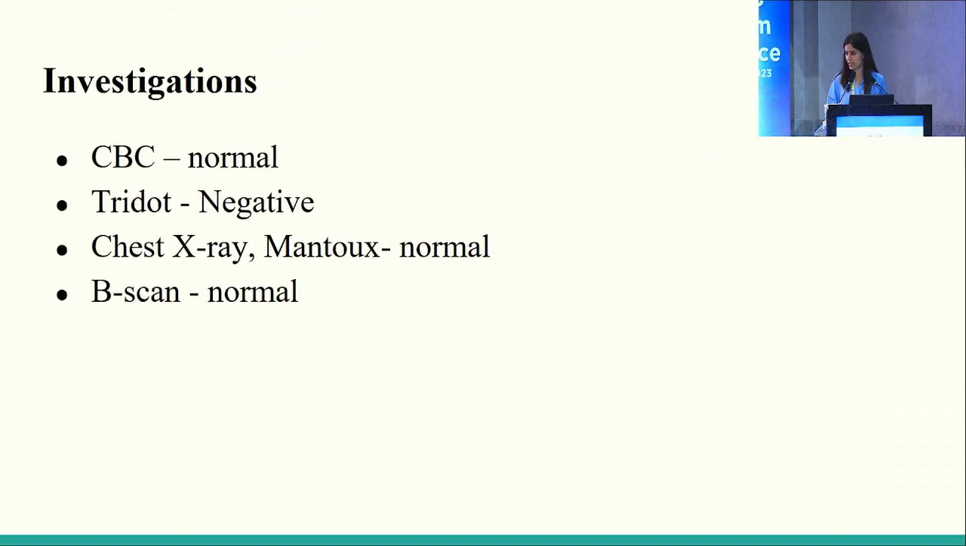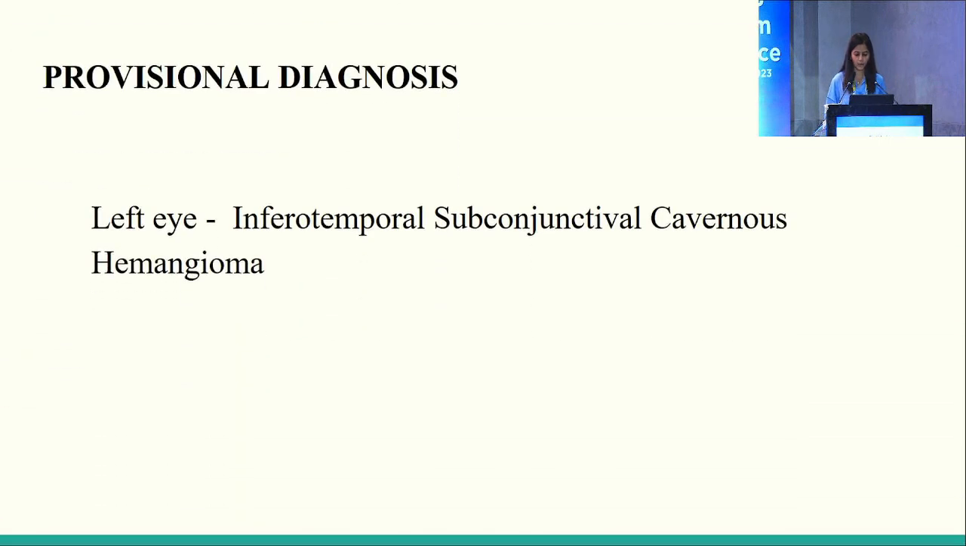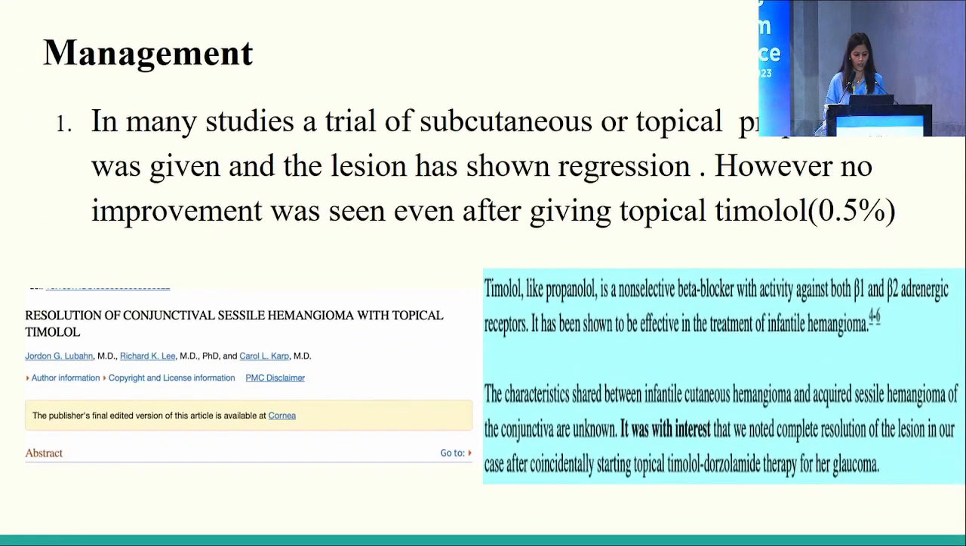So we did a few investigations. We did complete blood count, we did tridot, we did chest X-ray and Mantoux, and we did B-scan to rule out any posterior involvement. The provisional diagnosis that we considered in this case was infratemporal subconjunctival cavernous hemangioma of the left eye. So management: in many studies a trial of systemic or topical propranolol was given and the lesion has shown regression. So we gave a trial of topical timolol eye drops BD for 2 months, but there was no regression.